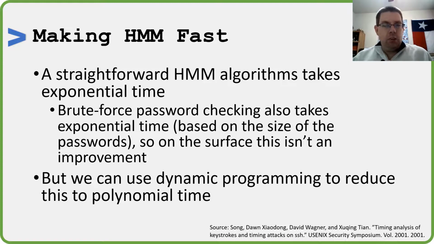Now, to make this model work and to be better than just brute forcing passwords, you need to make it fast, because in the basic sense, a hidden Markov model, when you're dealing with all of the possible keyboard combinations, is going to take exponential time, and that's no better than just brute forcing the passwords, which I presume would also be exponential time. But you can use dynamic programming, and we'll get to this in the next slide, to reduce this to polynomial time so that you can make the algorithm work quickly enough to be useful.